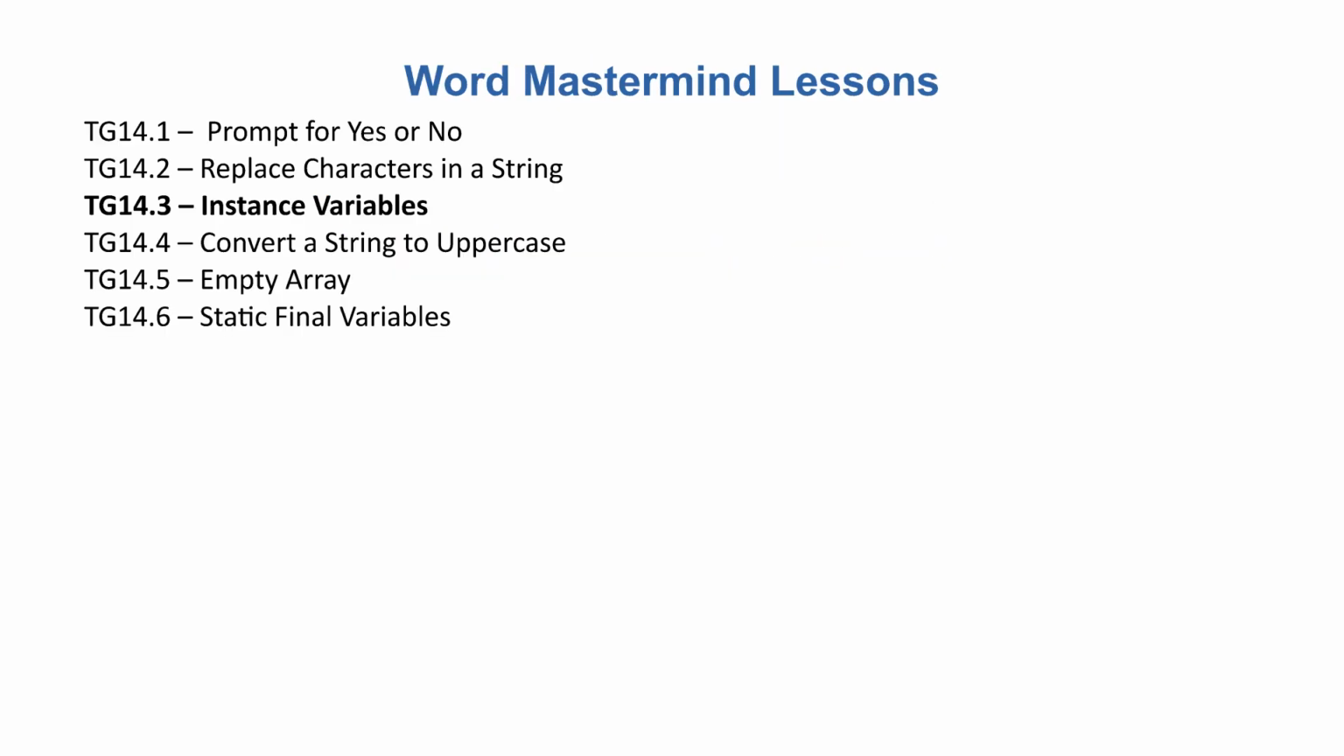This is lesson TG14.3, where you'll learn to use instance variables while you write the code to evaluate and generate clues for guesses. In the last 2 lessons, you created and tested 2 new methods needed for the Word Mastermind game. Now it's time to start writing the code for the game. First, we'll print a clue based on a guess.